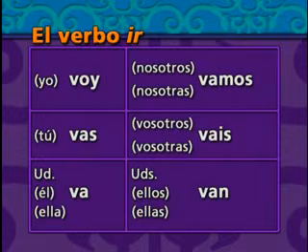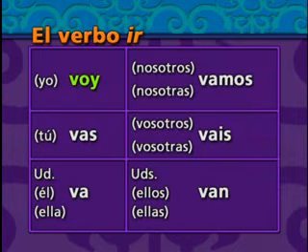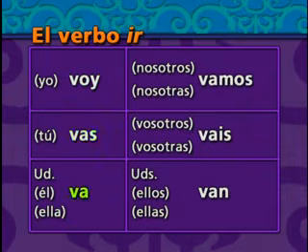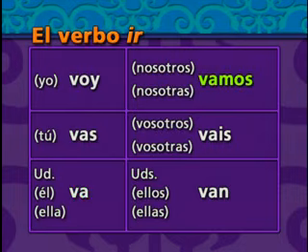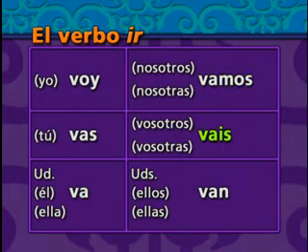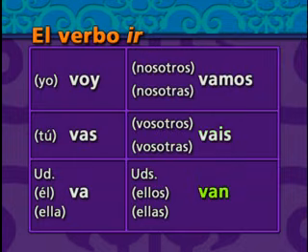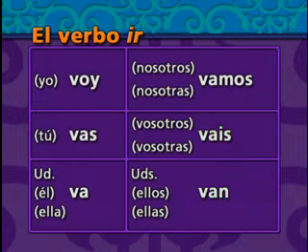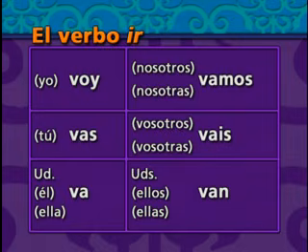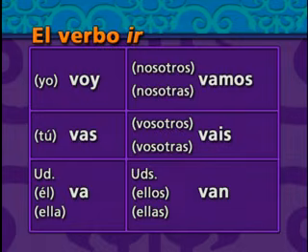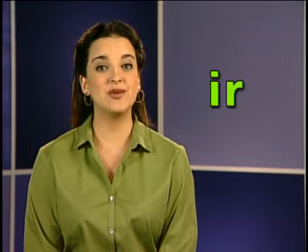Here are the endings. Voy, vas, va, vamos, vais, van. The yo form rhymes with estoy, and the other endings are AR verb endings. Most of the time that you use the verb ir, it will be followed by a, which means to.